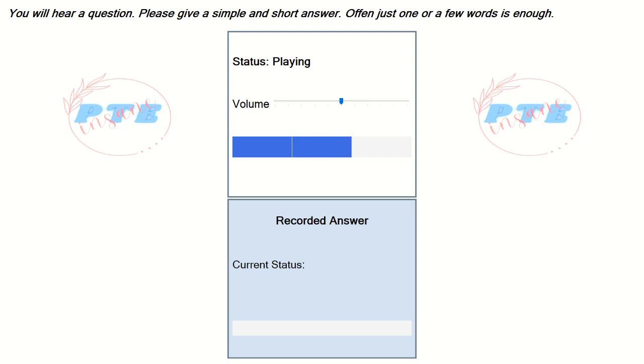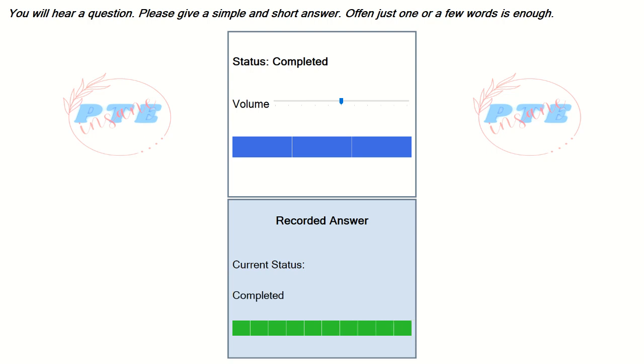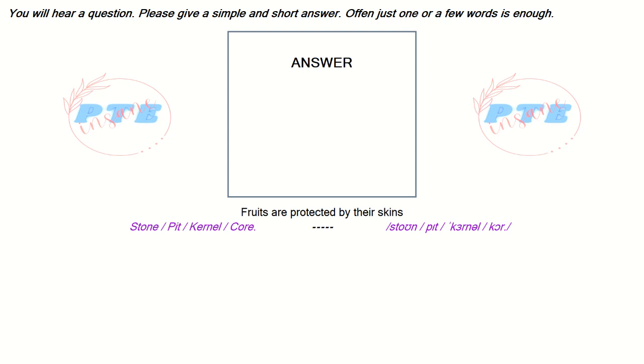Fruits are protected by their skins. Stone. Pit. Kernel. Core.